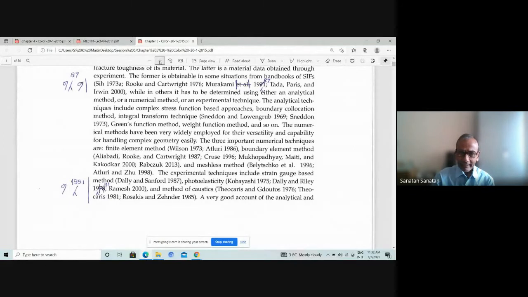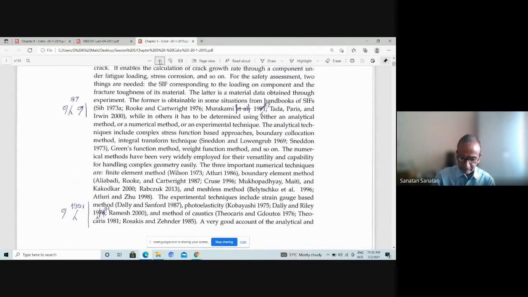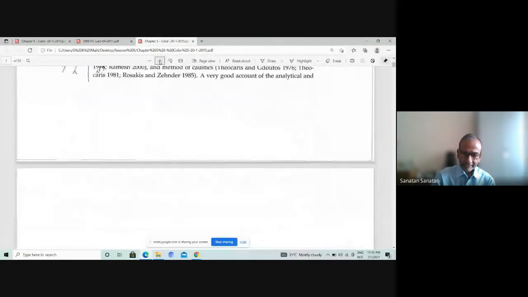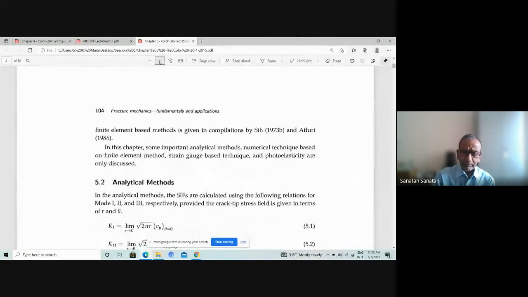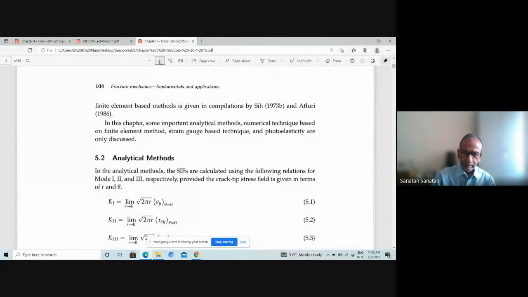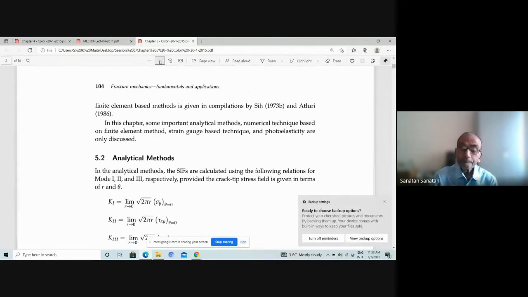So today we'll talk about some of the analytical methods which were initially applied to crack problems for finding the expressions for SIF, which have mostly been collected together to give the handbooks of stress intensity factor. Analytical methods are of varieties of types, so we'll talk about some of them and also look into some problem solutions using them.